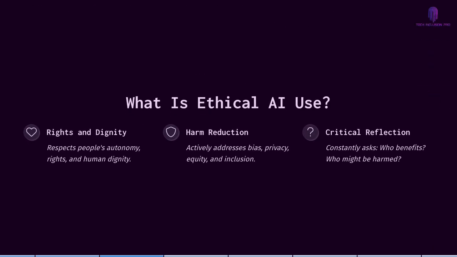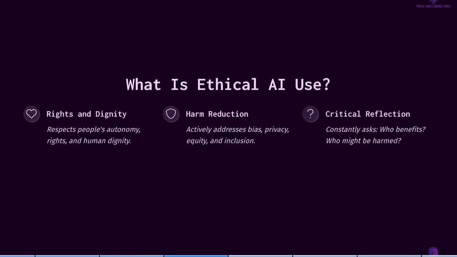So, what is ethical AI use then? You have to respect people's autonomy, rights, and human dignity. You have to actively address bias, privacy, and equity issues for harm reduction. And you have to really engage in critical reflection, so constantly ask: who benefits? Who might be harmed? Are you using AI just to get a leg up, or are you using it to actually enhance the trainings that you're doing to support the individuals that you serve?